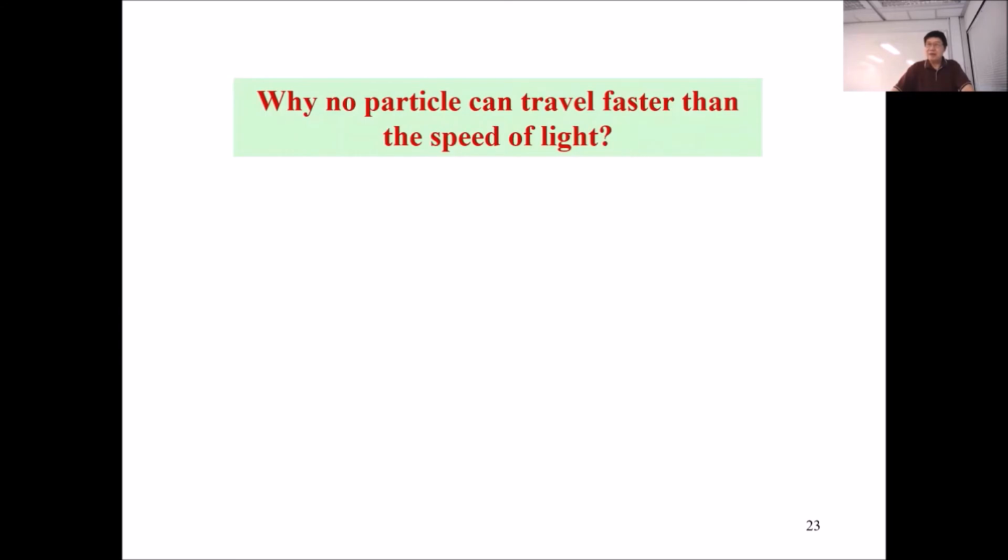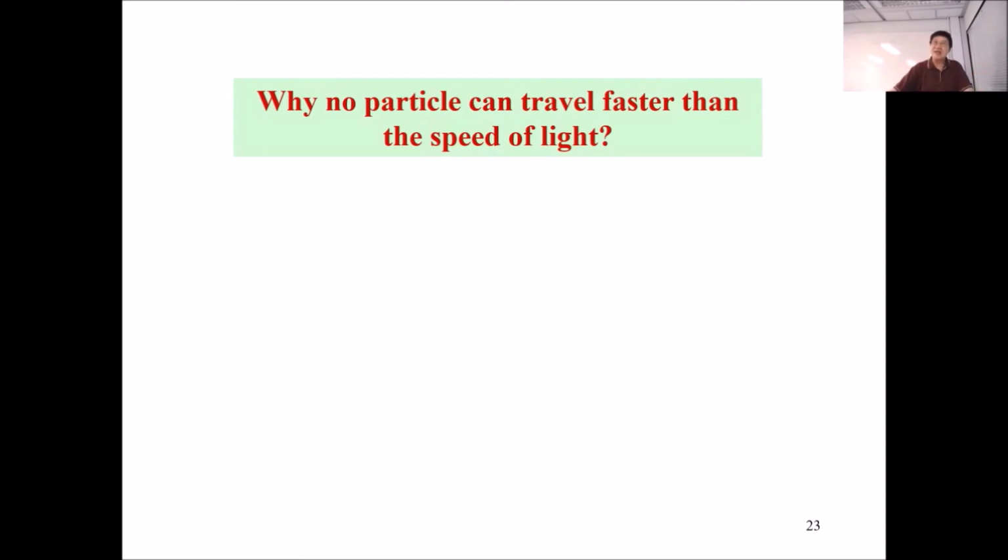Now, this is a very peculiar thing. If you regard the vacuum as empty space and the particle as just a mechanical object, you should be able to accelerate this object to any speed you want. There should be no speed limit. The more energy you put in, the faster they can go. But in reality, we know that's not the case. So how do we explain that?